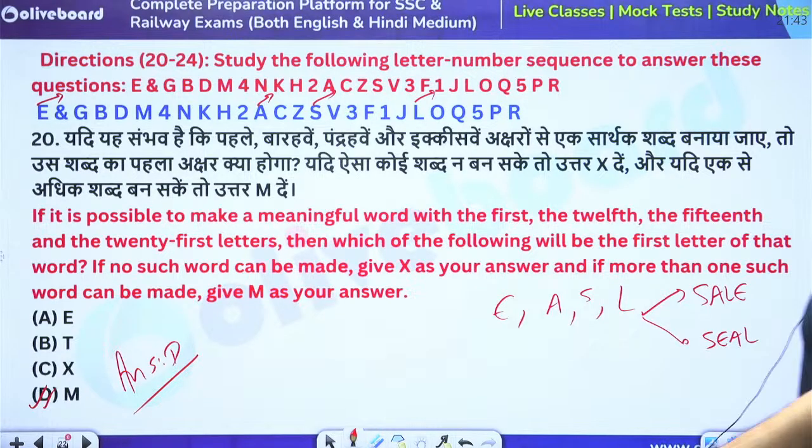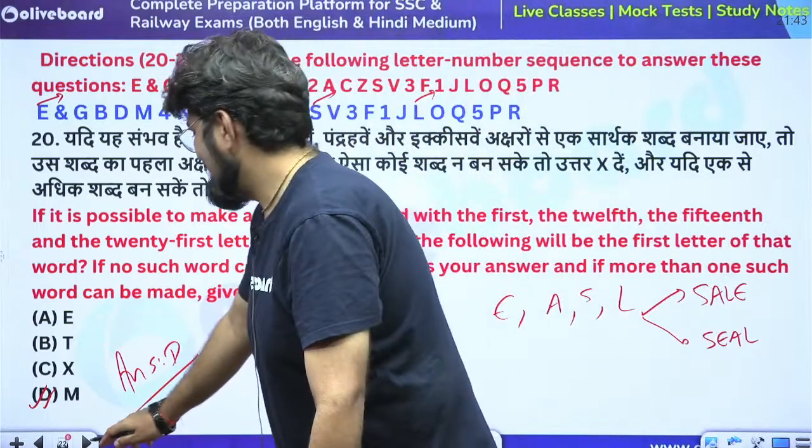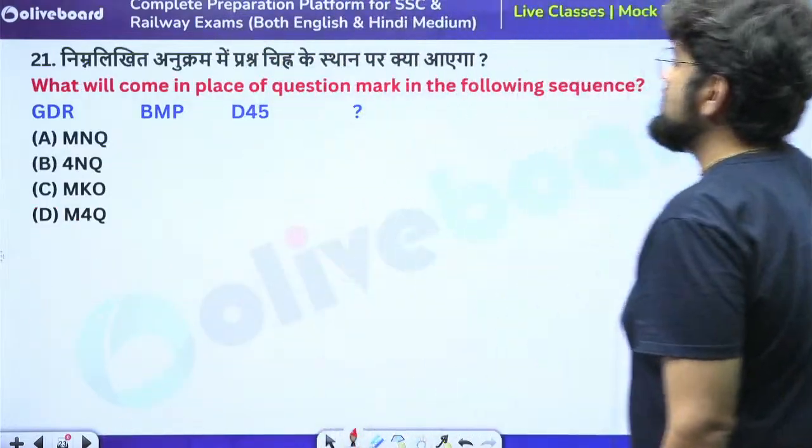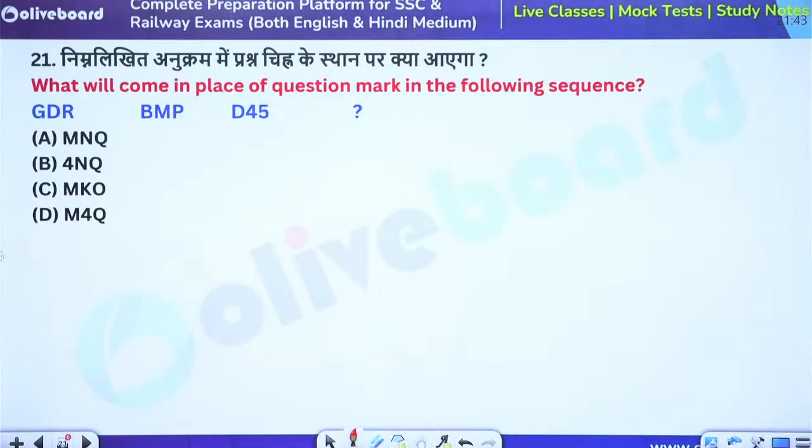Now the next one is also connected to the same set. So let's read that. What will come in the place of question mark in the following sequence? GDR, BMP, D45.